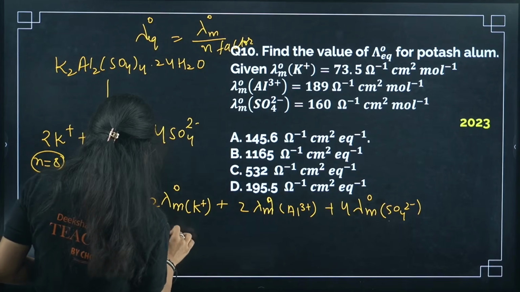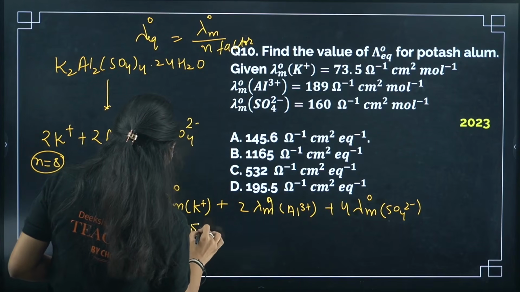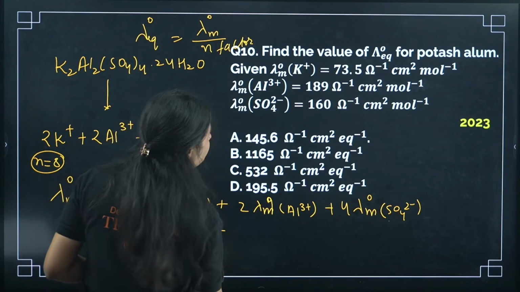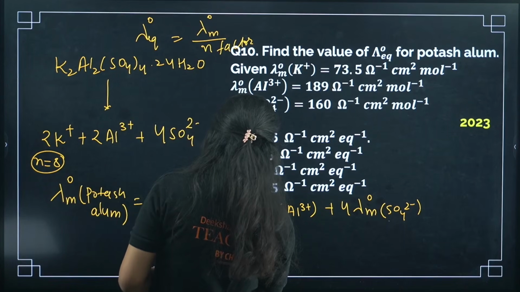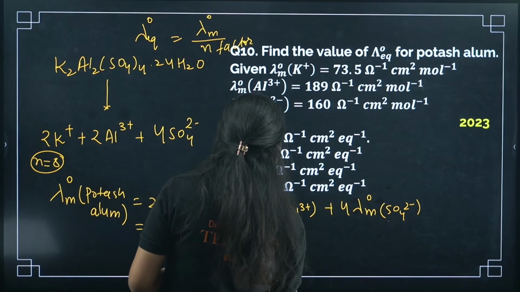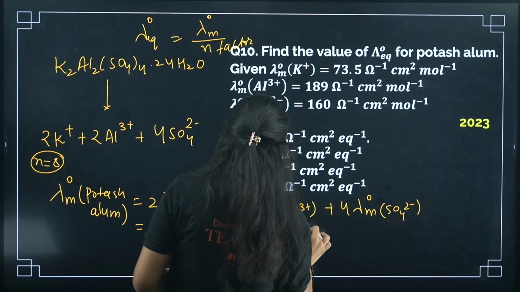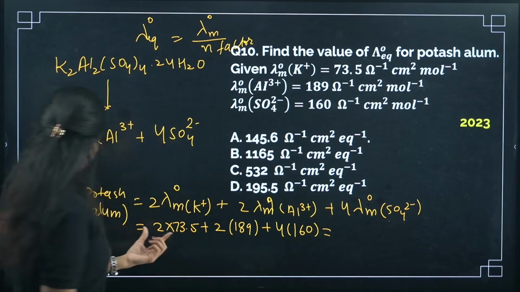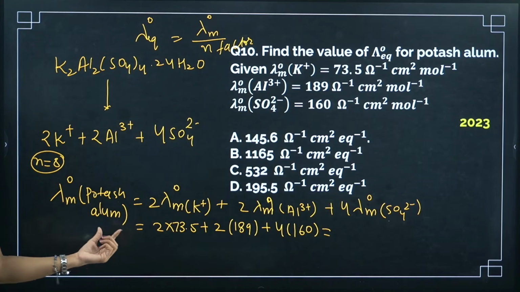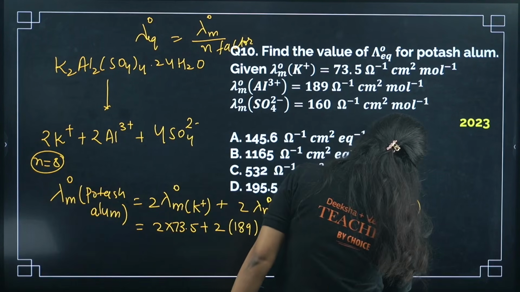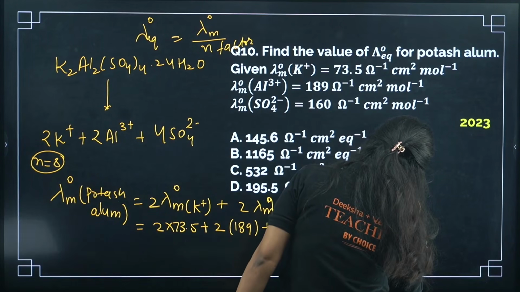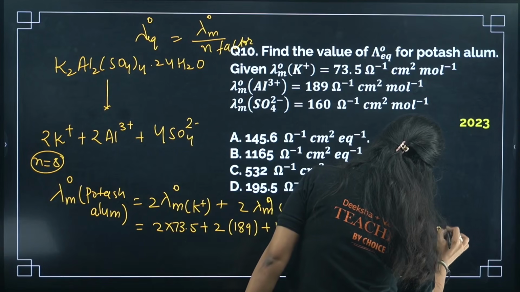2 times 73.5 plus 2 times, okay, for Al3+ it's 189 plus 4 times 160. Okay, so if you calculate it, your value will come out to be around 1165. Yes, 1165 ohm inverse centimeter square mole inverse, that is the value.